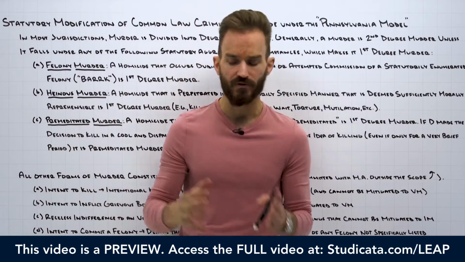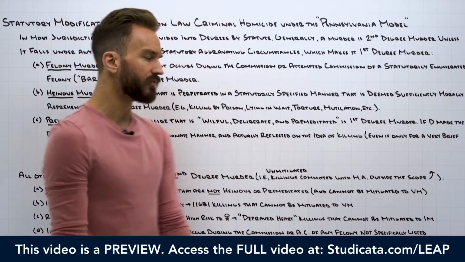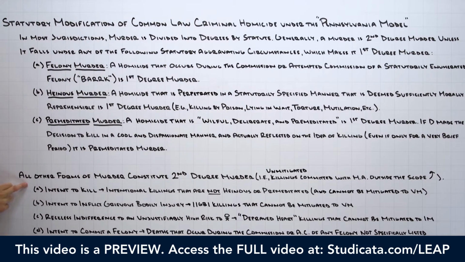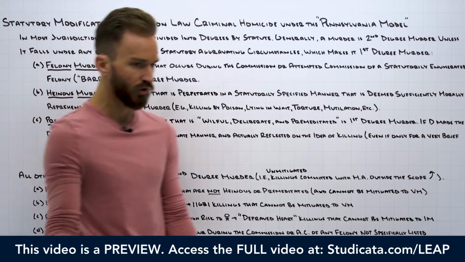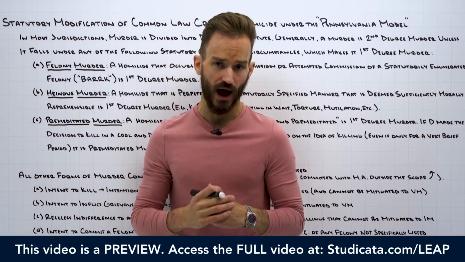So if we have a killing of another human being with malice aforethought, and we remember there are four ways to get there: intent to kill, intent to inflict grievous bodily injury, depraved heart murder, and intent to commit a felony under the felony murder rule. Those four mental state requirements get us to malice aforethought.